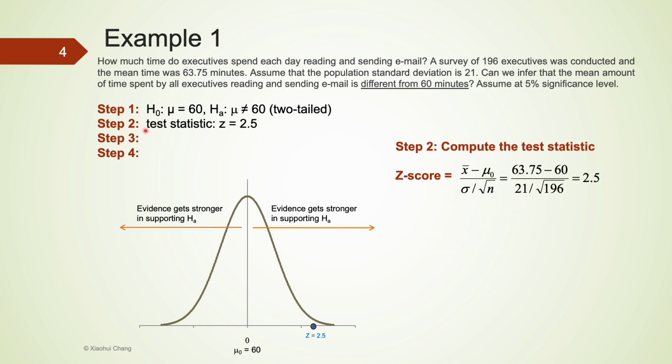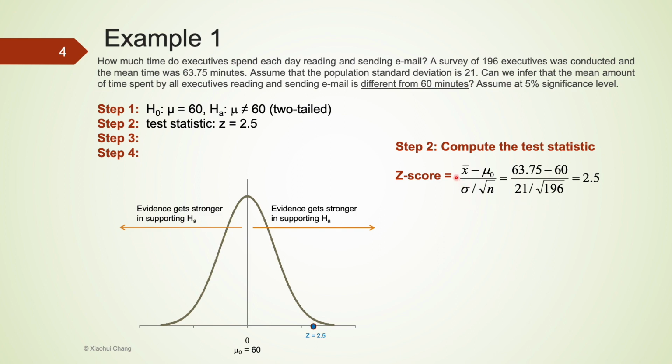Step 2. Step 2 is to compute a test statistic. Because the population standard deviation, sigma, is given to be 21, the test statistic is going to be a z-score. If the population standard deviation is not given to us, it's going to be a t-score. Over here, we know the population standard deviation is 21, so sigma is 21. We can plug all the numbers into the formula.